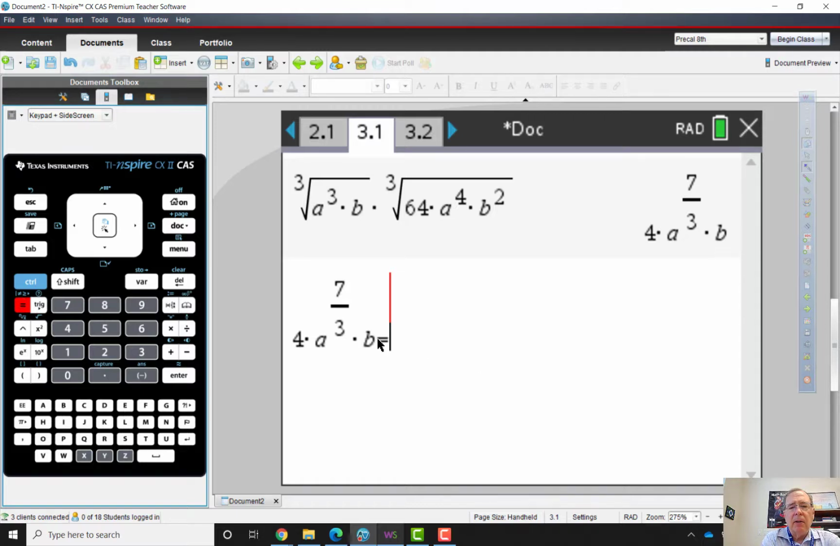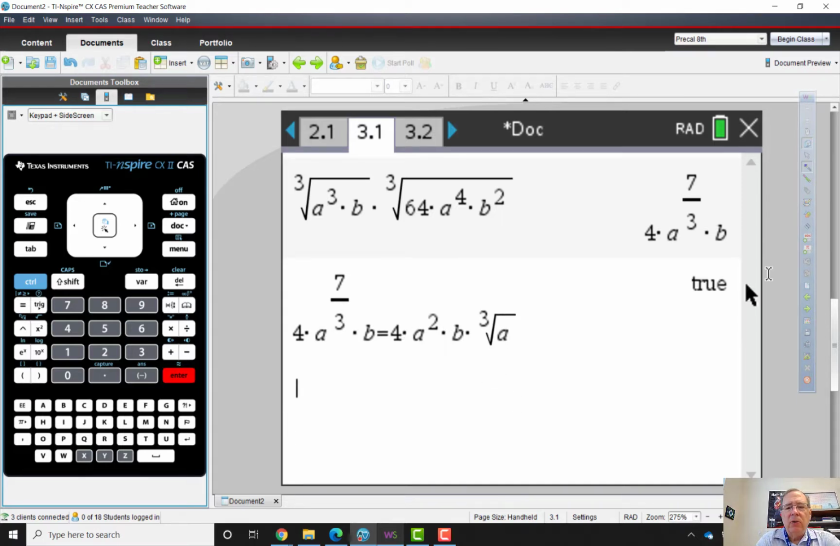And if you want to check to make sure that that's the same equivalent answer as what the answer key gives you, you can do 4a squared b, and we need to put in a times, then we're going to put in cube root of a. And it says true, so we know they're equivalent answers. Now, you may wonder, we were able to put in cube root, and it was implied multiplication. The calculator put in that times sign.